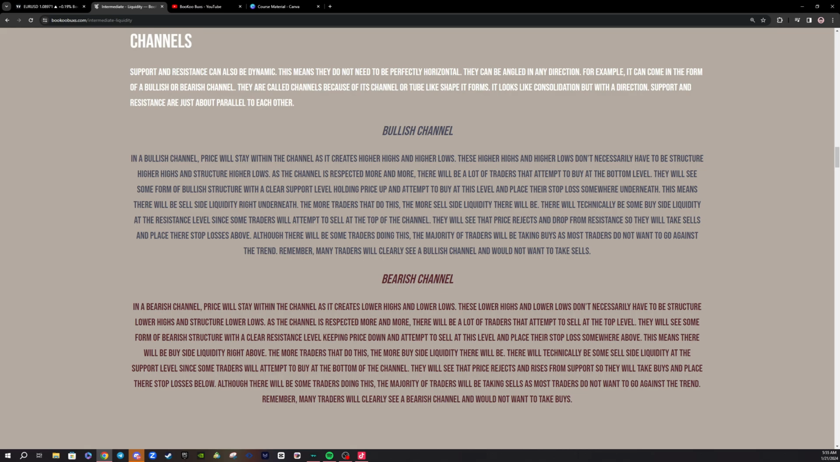This means there will be sell side liquidity right underneath. The more traders that do this, the more sell side liquidity there will be. There will technically be some buy side liquidity at the resistance level, since some traders will attempt to sell at the top of the channel. They will see that price rejects and drops from resistance, so they will take sells and place their stop loss above. Although there will be some traders doing this, the majority of traders will be taking buys, as most traders do not want to go against the trend. Remember, many traders will clearly see a bullish channel and would not want to take sells.